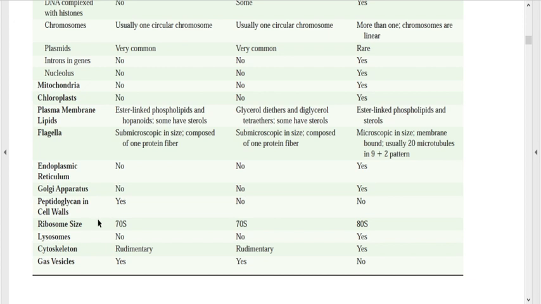Next is the ribosome size. In archaea and bacteria, ribosome size is 70S, and in eukaryotes it is 80S. Lysosome is not present in bacteria and archaea, but it is present in eukaryotes. Okay, and the same with the cytoskeleton.